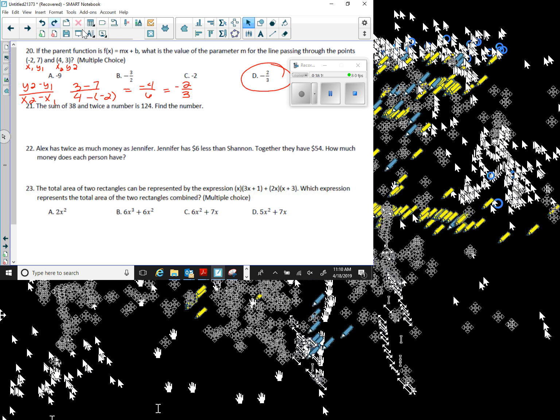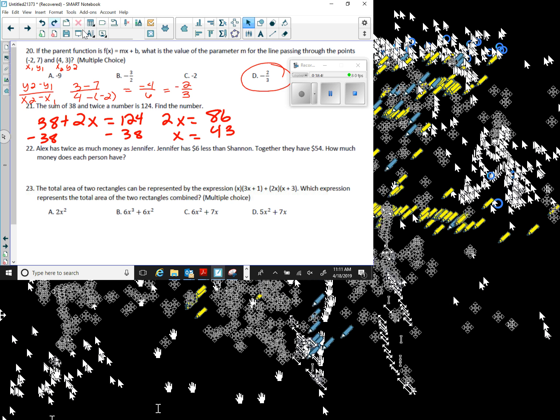Number 21, it says the sum, which means you're adding, of 38 and twice a number is 124. Find the number. So the sum of 38 plus twice a number, 2x, equals 124. Subtract 38 on both sides, you get 2x equals 86 because 124 minus 38 is 86. Then you divide both sides by 2, and you get x equals 43.